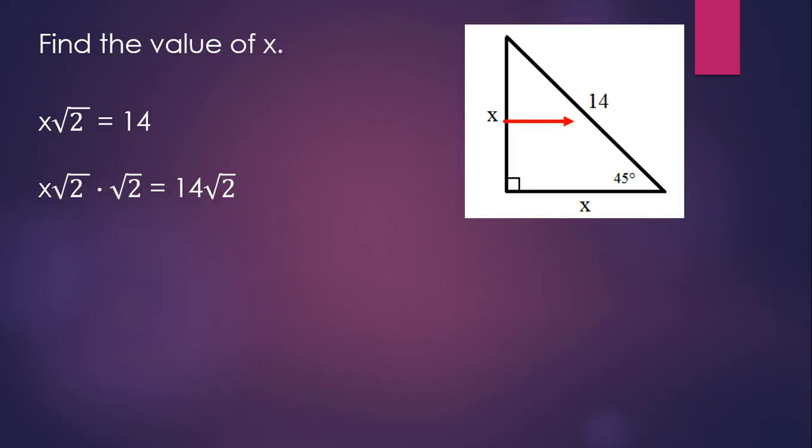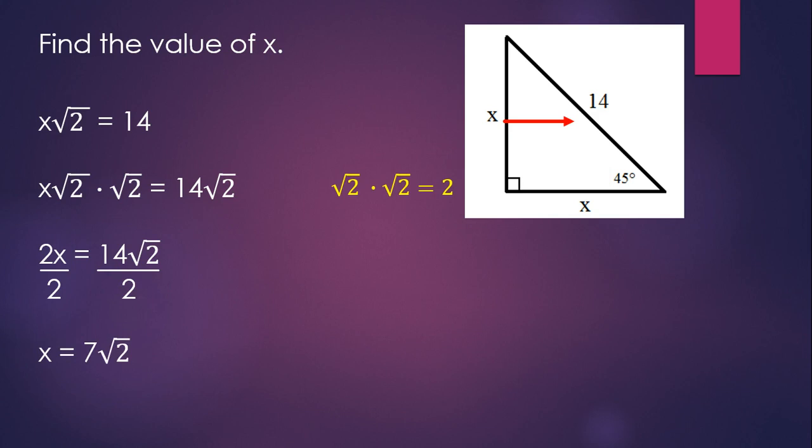Now the reason that might help us is because the square root of 2 times the square root of 2 is equal to 2. So the left side of this equation can be rewritten as 2x. And since we're trying to solve for x, now we can just divide both sides of the equation by 2, and simplify the right side of the equation. Since 14 divided by 2 is 7, we know that x is equal to 7 times the square root of 2.